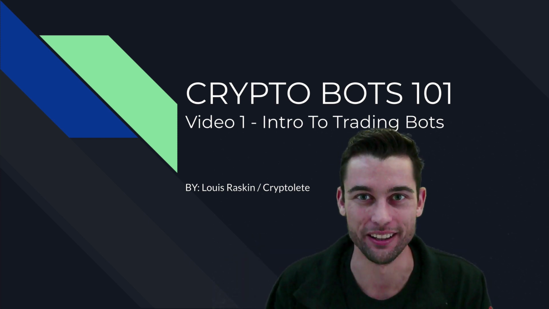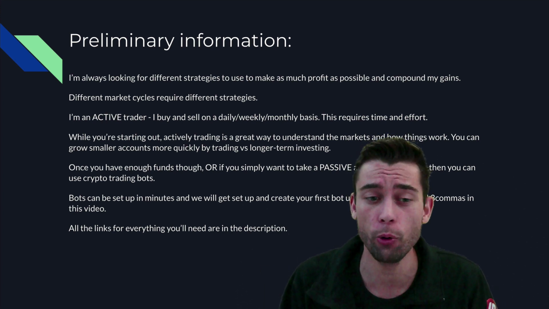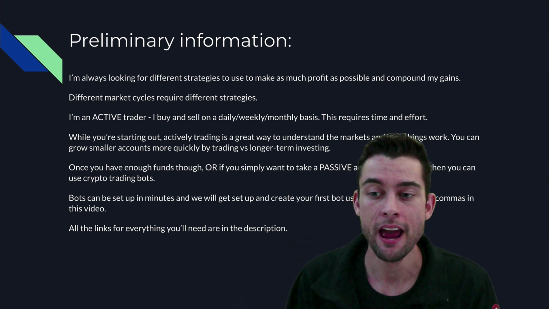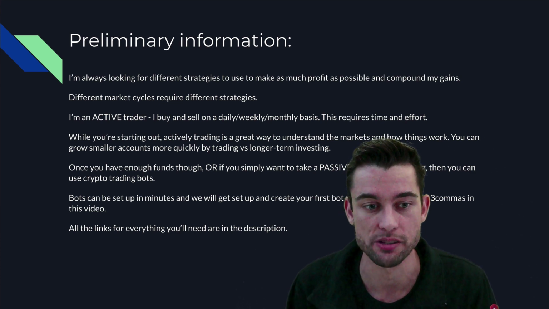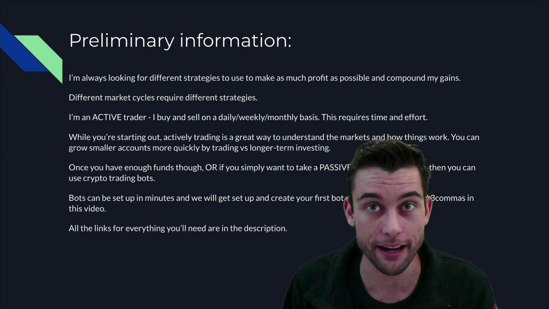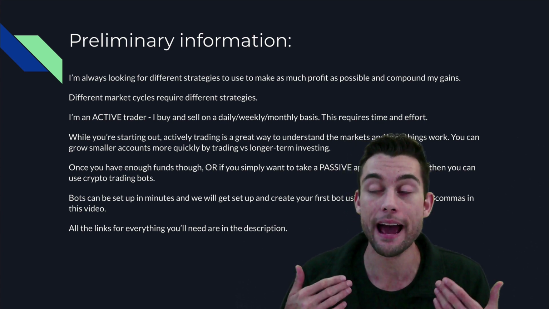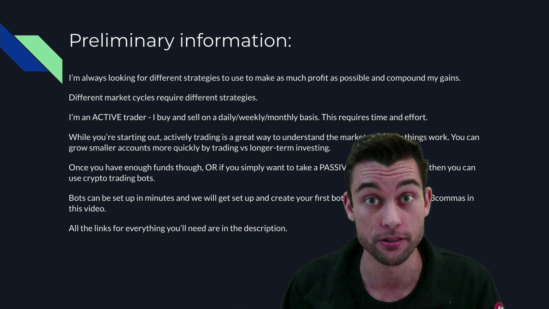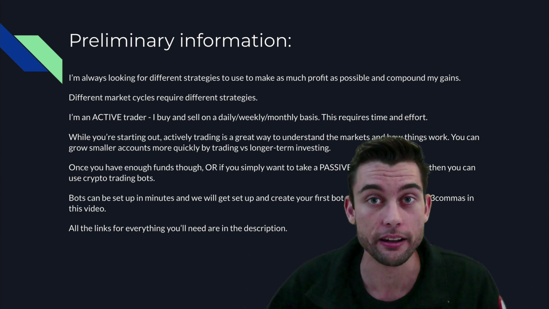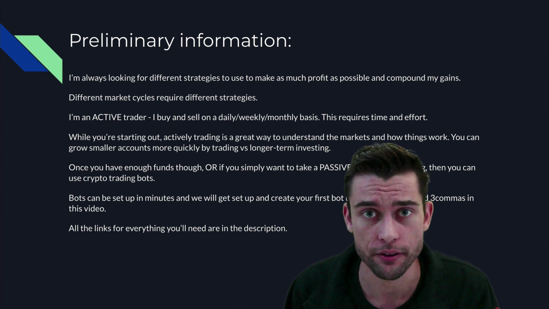money passively. So just some preliminary information real quick is that I am personally a trader, and I'm always looking for different strategies to use to make as much profit as possible and to compound my gains as much as possible. And the thing that you need to know is that the markets run in cycles, and that different market cycles require different strategies. Now, like I said, I am an active trader. That means that I buy and I sell cryptocurrencies on a daily, on a weekly, and on a monthly basis. And this requires a lot of time and a lot of effort on my part.